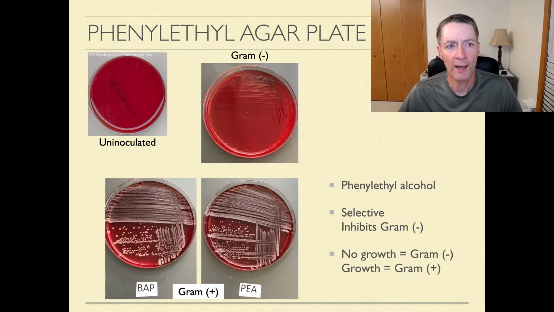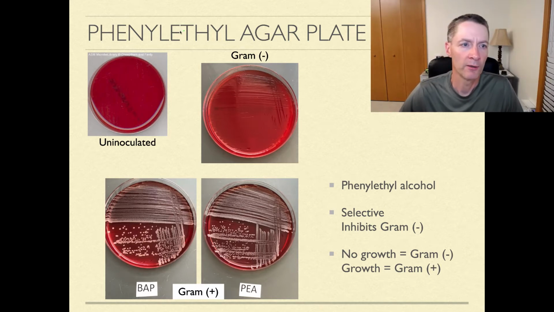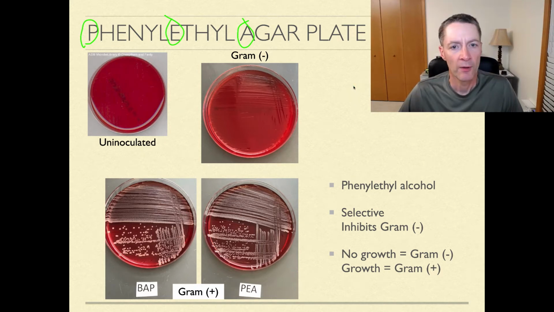Well, now we're going to look at a phenylethyl agar plate. So PEA is what we'll say, right? PEA for phenylethyl agar plate. And this is similar in our discussion because this PEA plate actually does have sheep's blood in it. But I'd like to encourage you to ignore the fact that there's sheep's blood in this for now, which technically would make it enriched and differential. But let's just focus on the fact that there's phenylethyl alcohol in this particular plate.